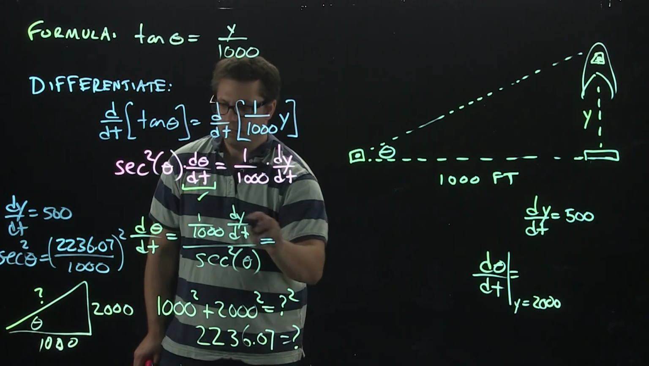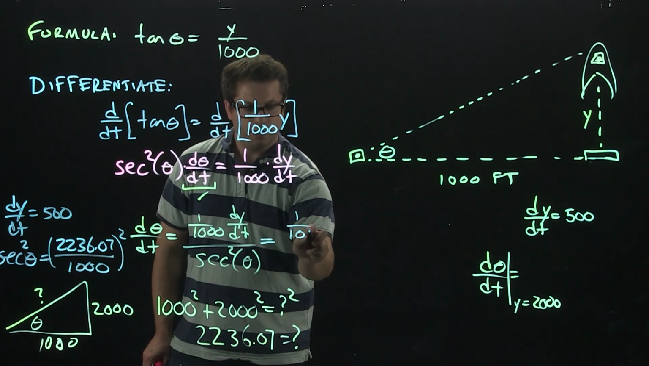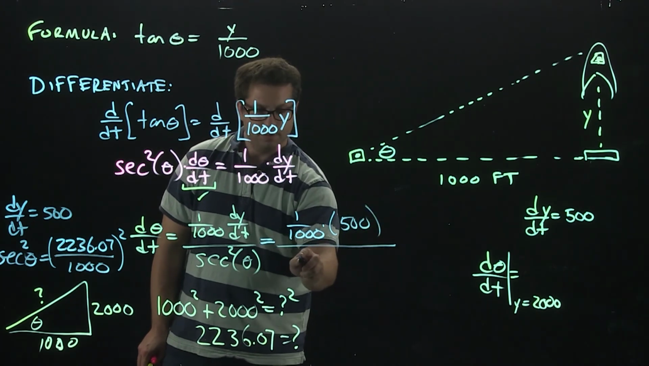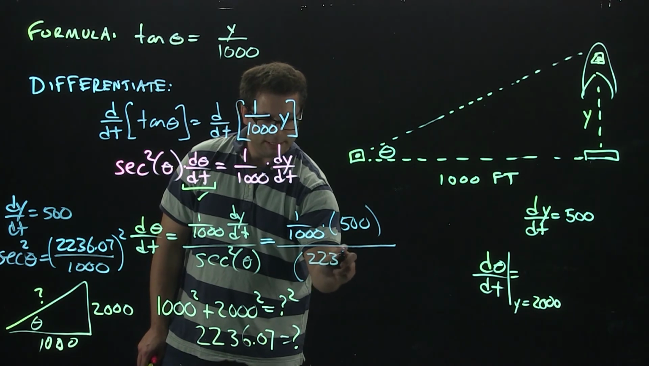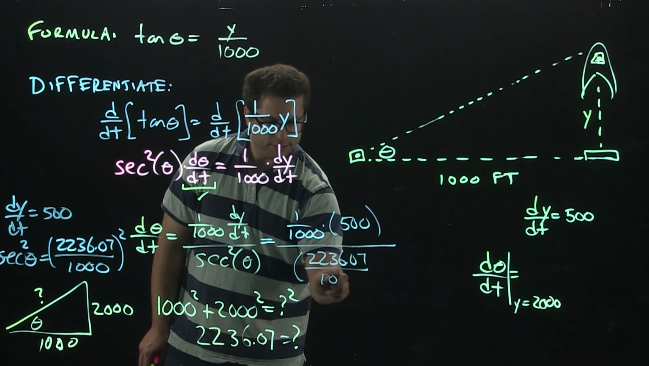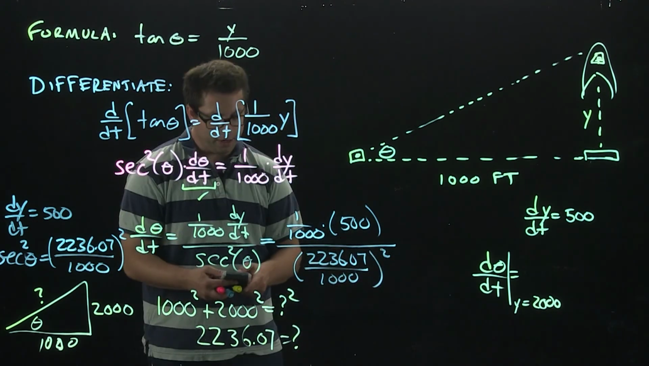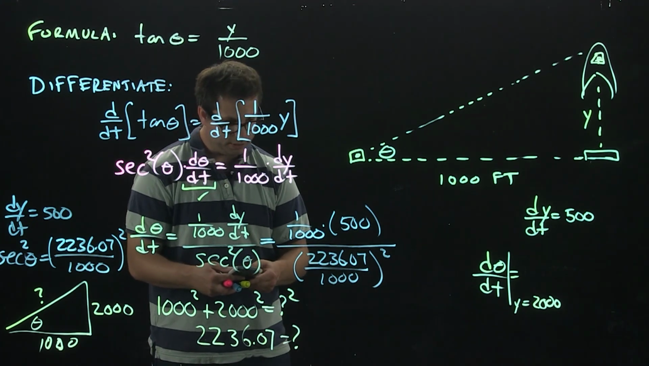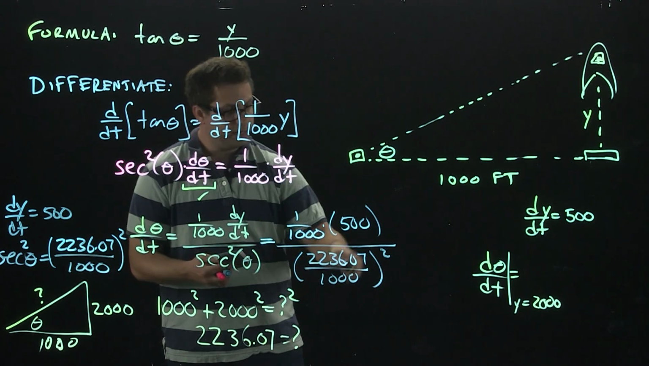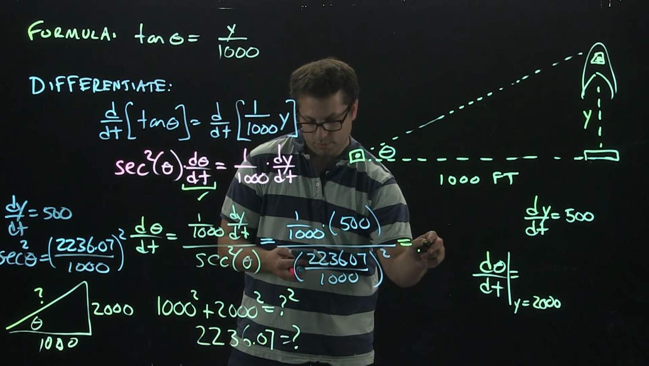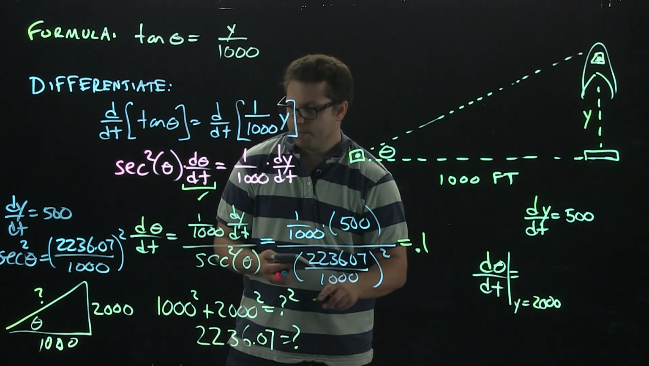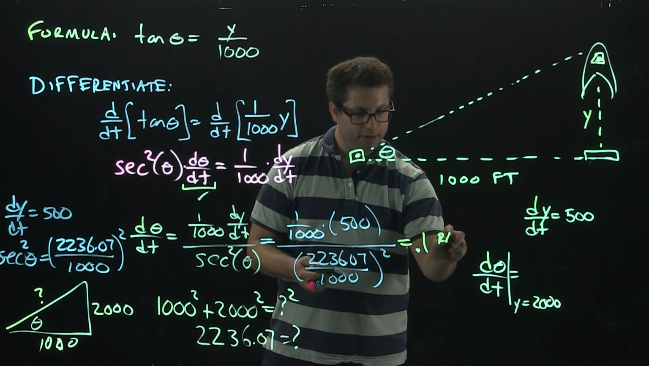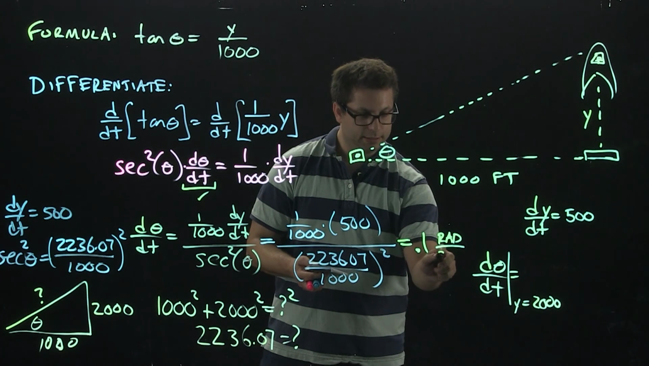All right, so let's go ahead and plug in all our information here. We have 1 over 1,000. We have the dy/dt, which is 500. And on the bottom, we're going to have that big number over there, the 2,236.07 divided by 1,000, all squared. All right, grab my calculator here. So I'm just going to evaluate this. 1 over 1,000 times 500. And we're going to divide by that big number here. So it looks like our final answer is, well, we're going to round, so it's actually just going to be 0.1. Now we're talking about dθ/dt, and so this is all in radians. So this is going to be radians per second.